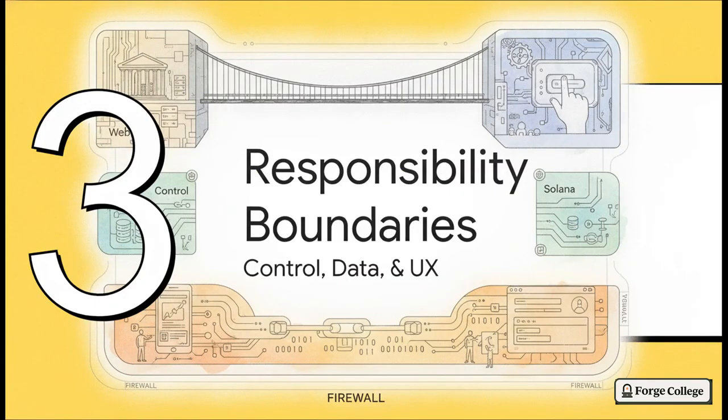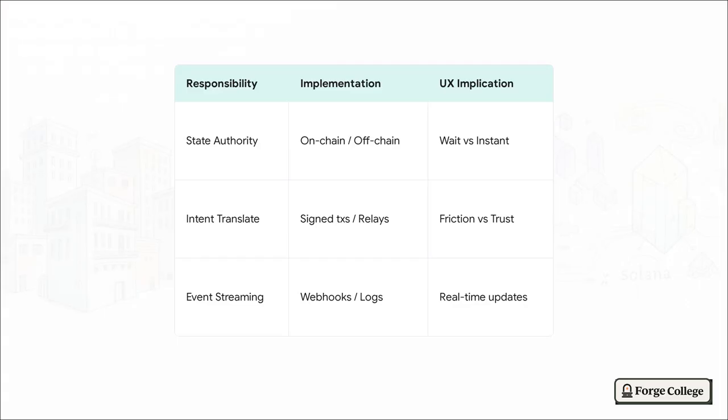Section 3, core responsibility boundaries. We'll look at control, data, and UX layers. Now, as architects, we have to define exactly who is responsible for our data. Just take a look at this state authority row in our matrix here. You've got a major choice to make. Does the ultimate truth live on-chain or in an off-chain database? This single decision directly dictates your user's entire experience.